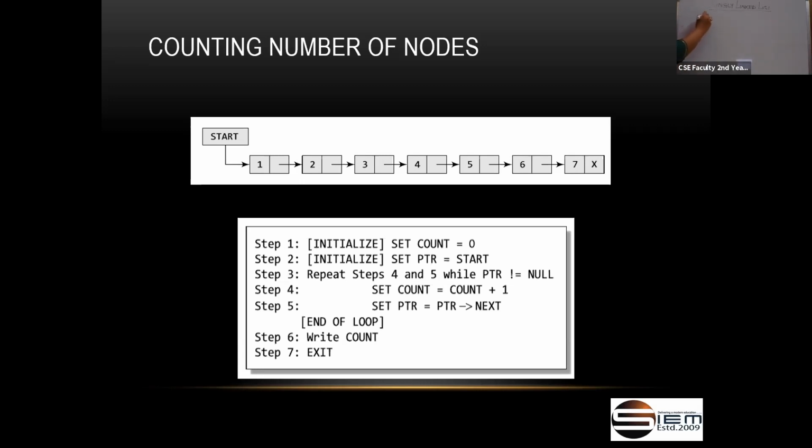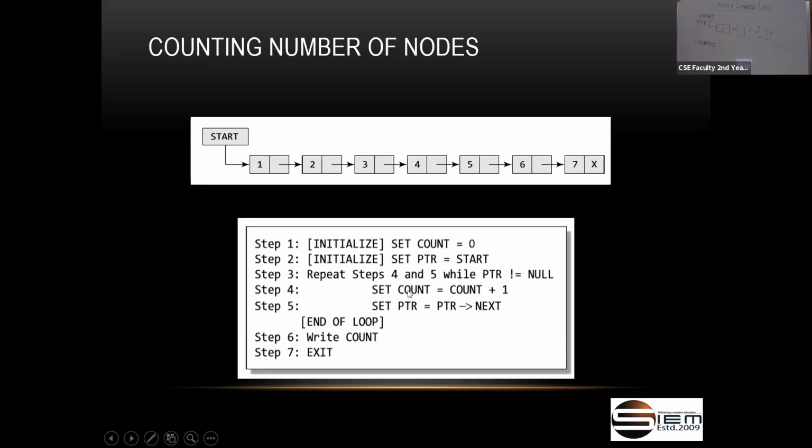So this is my start. And what is start containing? Start is containing the address of the first node, right? So pointer equal to start means pointer is also containing the address of the first node as of now. Start is pointing to the first node. From here, it will go to the second node, from here to the third node. Suppose there are 3 nodes only. This is null, so this is the last node. Initially count is 0, right? And pointer equal to start means pointer is containing the address of the first node.